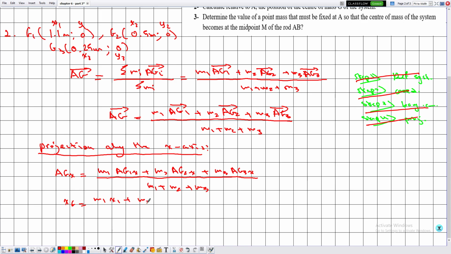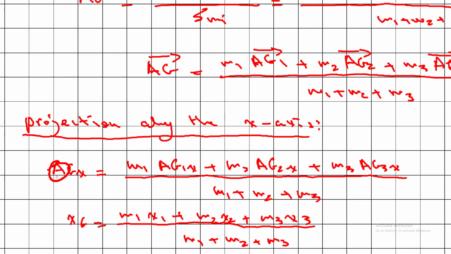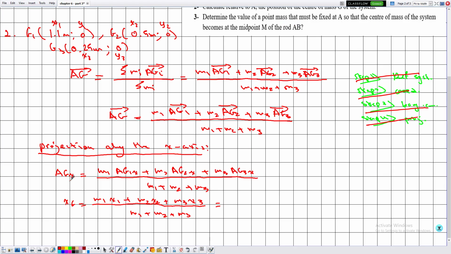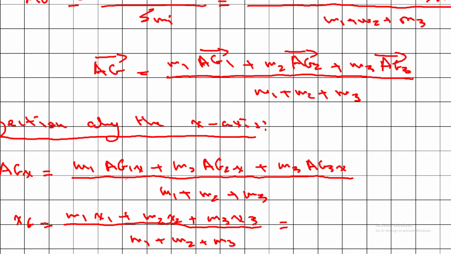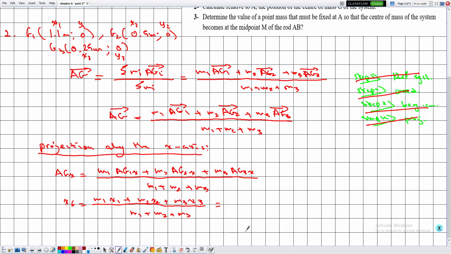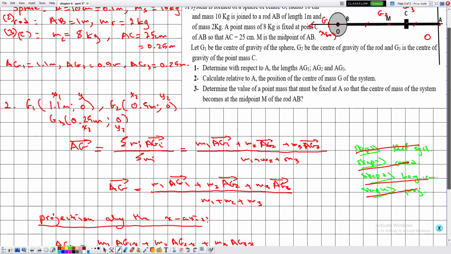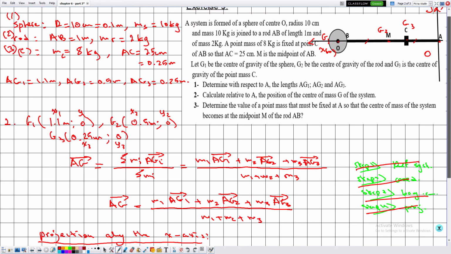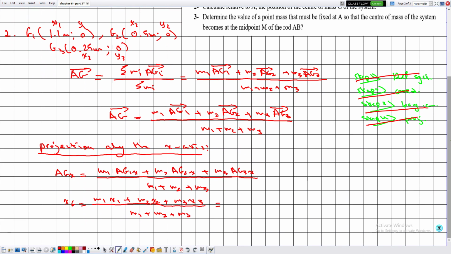plus m2 x2 plus m3 x3 divided by m1 plus m2 plus m3. Okay, recall that A represents the reference, which is the origin. For this reason, these lengths can be reduced simply to the coordinates. Now, the value of m1 is given by 10, which is the mass of the sphere.